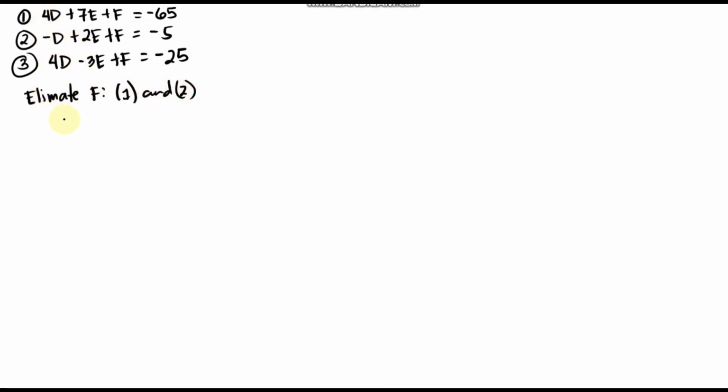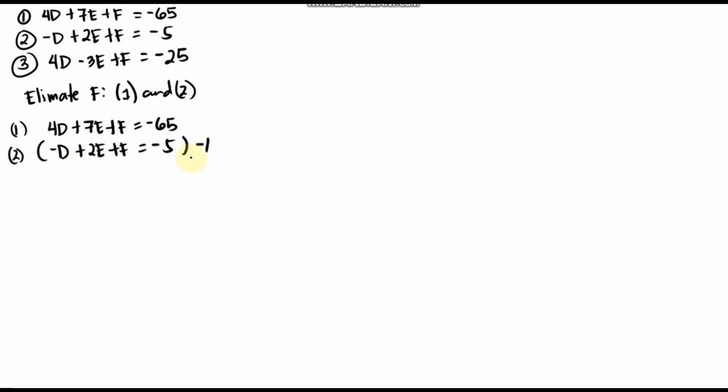So equation 1 natin is 4d plus 7e plus f equals negative 65. Equation 1. Ang equation 2 natin, that is negative d plus 2e plus f equals negative 5. So how to eliminate f in this equation? So multiply the second equation by negative 1.